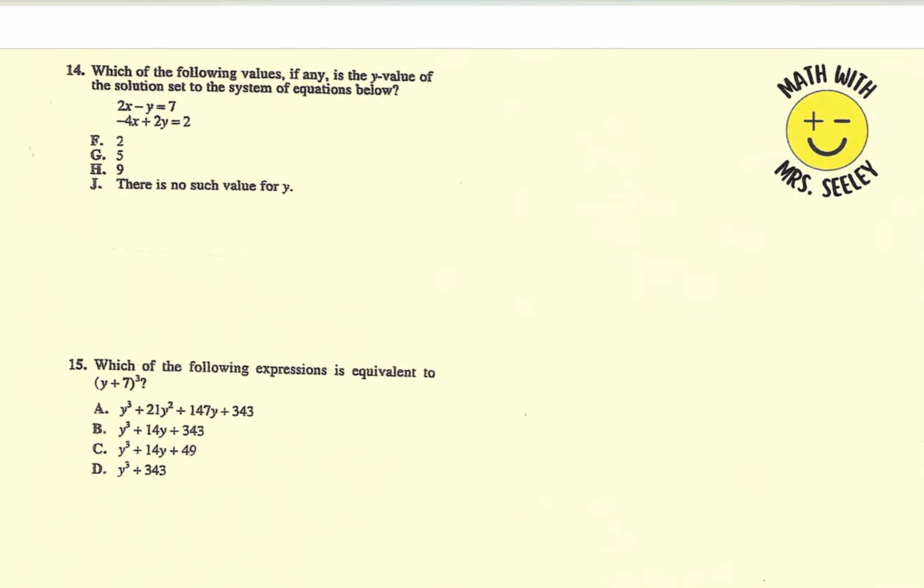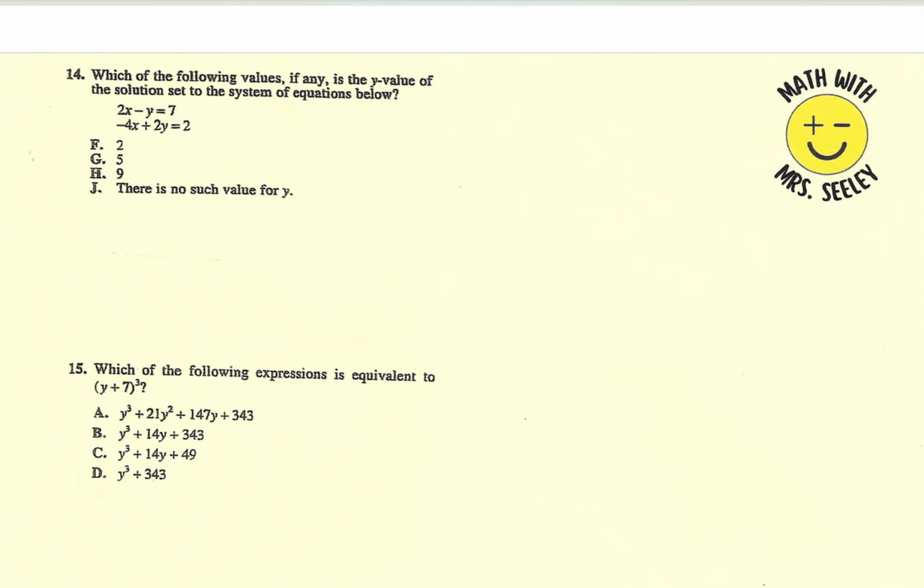Number 14, which of the following values, if any, is the y value of this system of equations? So what we need to do is eliminate. We need to knock out the x's since we want y to be left. If that's a negative 4 right there, we need to make the top be a positive 4. And we can do that if we multiply by 2. This is the elimination method.